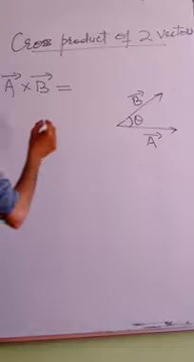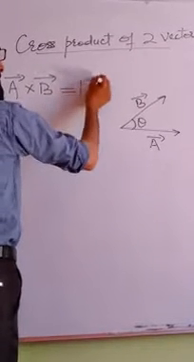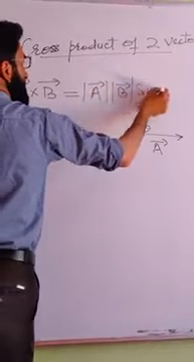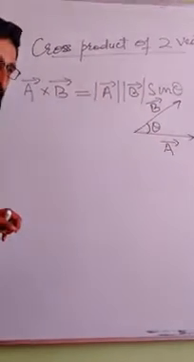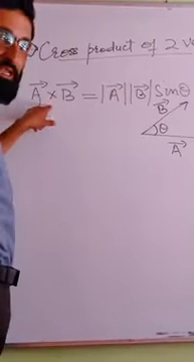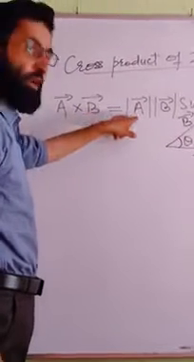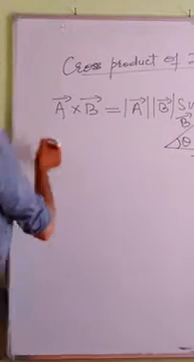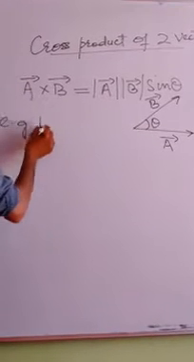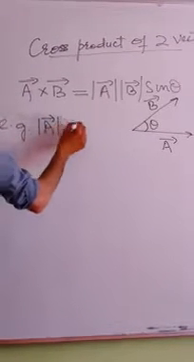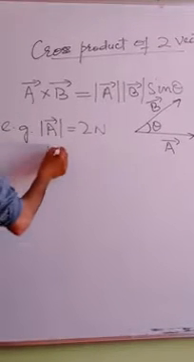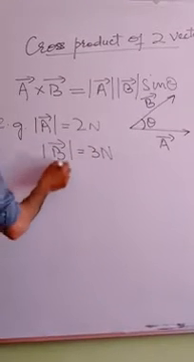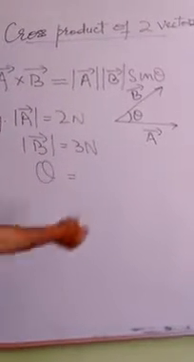equal to magnitude of A, magnitude of B, and sine of the acute angle between them. For example, magnitude of A is equal to 2 Newton, magnitude of B is equal to 3 Newton, and the acute angle between these two vectors is equal to say 30 degrees.